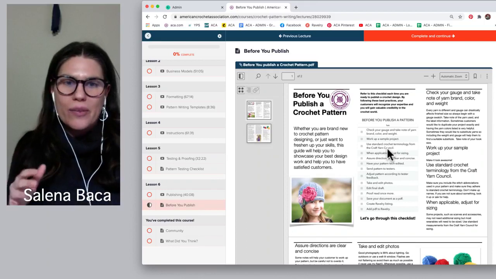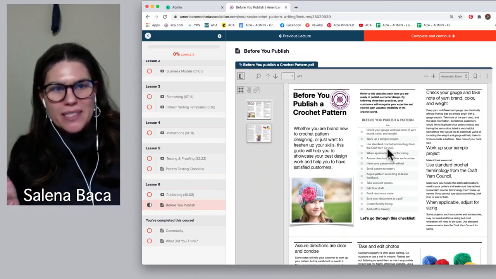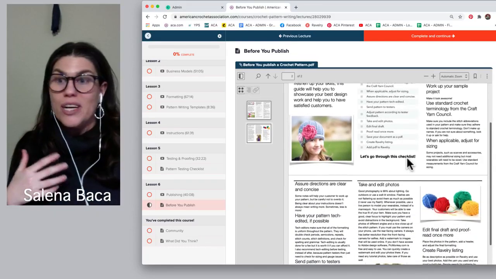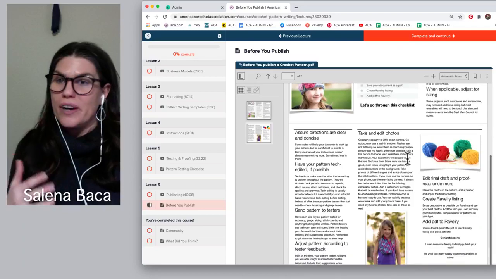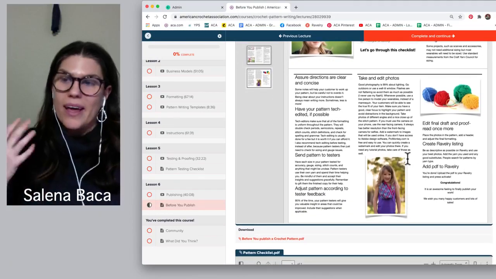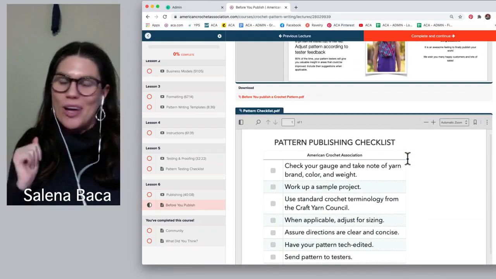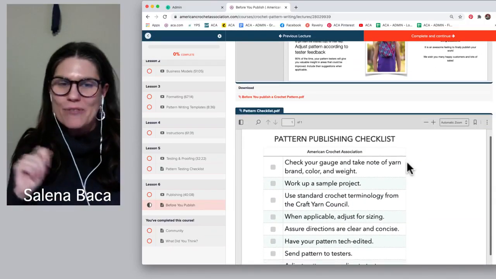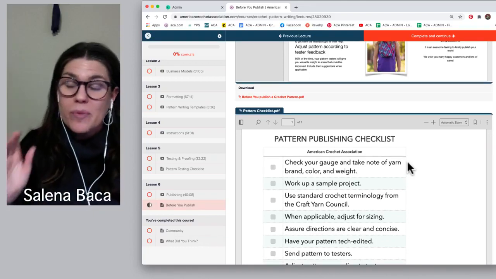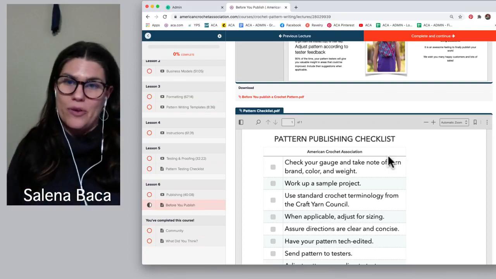So after you read through this, about gauge, about working up a sample, about using standard crochet terminology, adjusting for size, there's just some really good information in here to help you go, okay, that's what I should do. And then again, we do have a pattern publishing checklist for you. That way, after you read through this, if you're ready to publish your first pattern, wherever that's going to be, whether free or paid, it does not matter, this is a great thing that you can utilize.